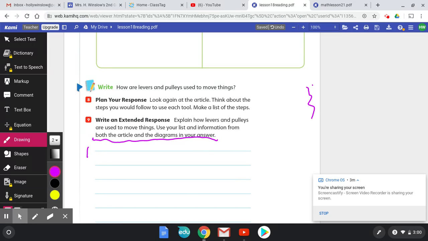And we'll be having lessons next week. Next week, we'll be on lesson 19, and that is all about identifying reasons authors use to support ideas.